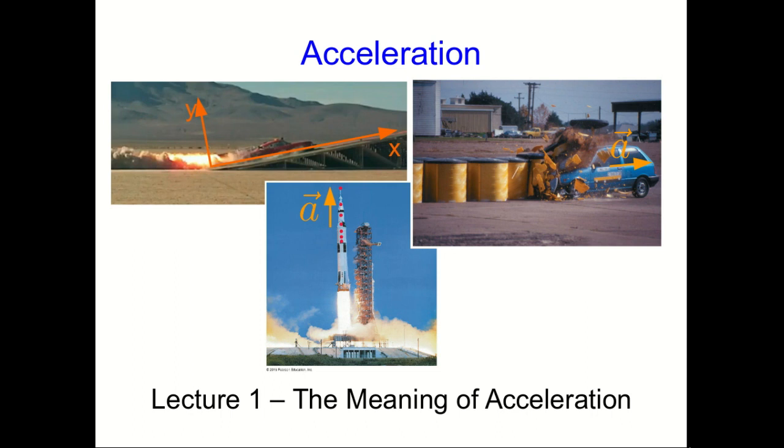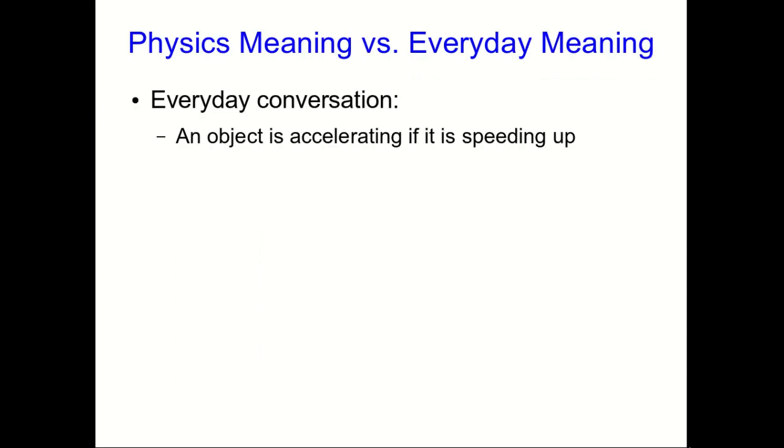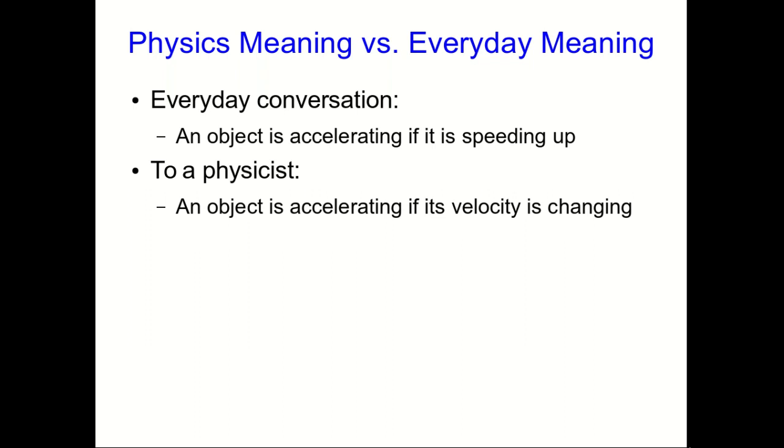One thing that gives students a bit of trouble when thinking about acceleration is that the way physicists use the word acceleration is different from the way it gets used in everyday speech. In everyday conversation, when someone says that something is accelerating, they generally mean that it's speeding up. But that's not what a physicist means. To a physicist, an object is accelerating anytime its velocity is changing in any way. And there are several ways that velocity can change.